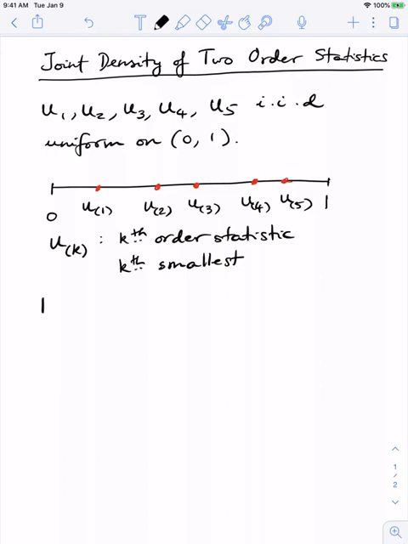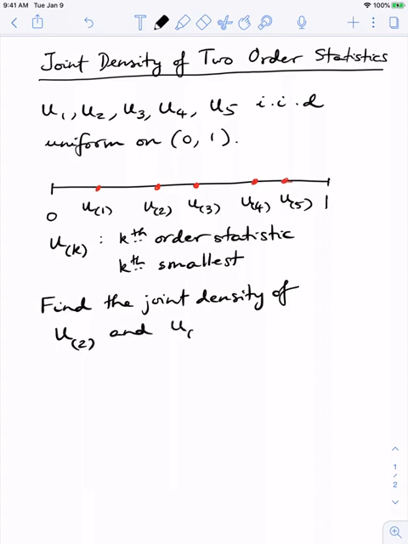So let's give ourselves a problem: to find the joint density of the second and the fourth smallest, so U(2) and U(4). Now, these are two random variables. Both have values between 0 and 1, but the second, U(4), must be greater than U(2).